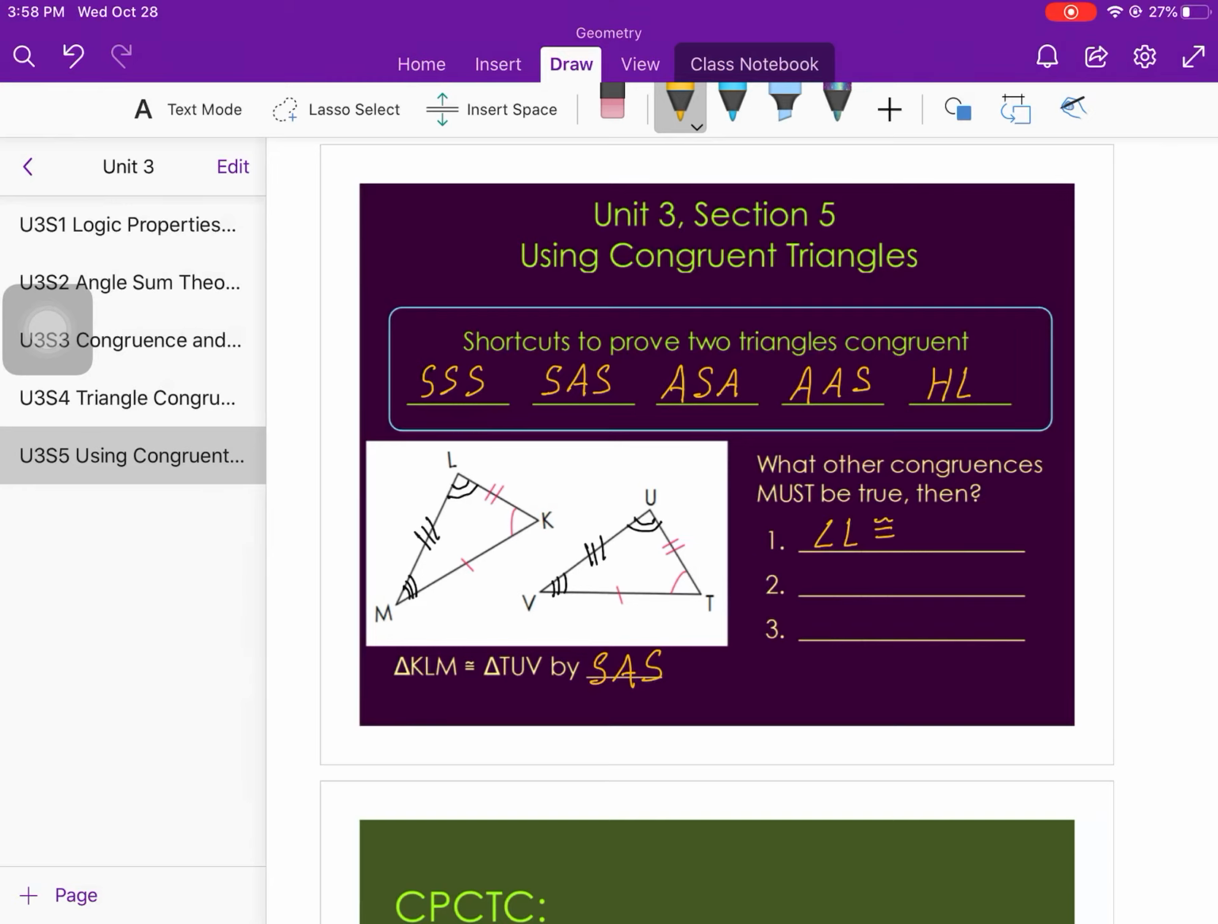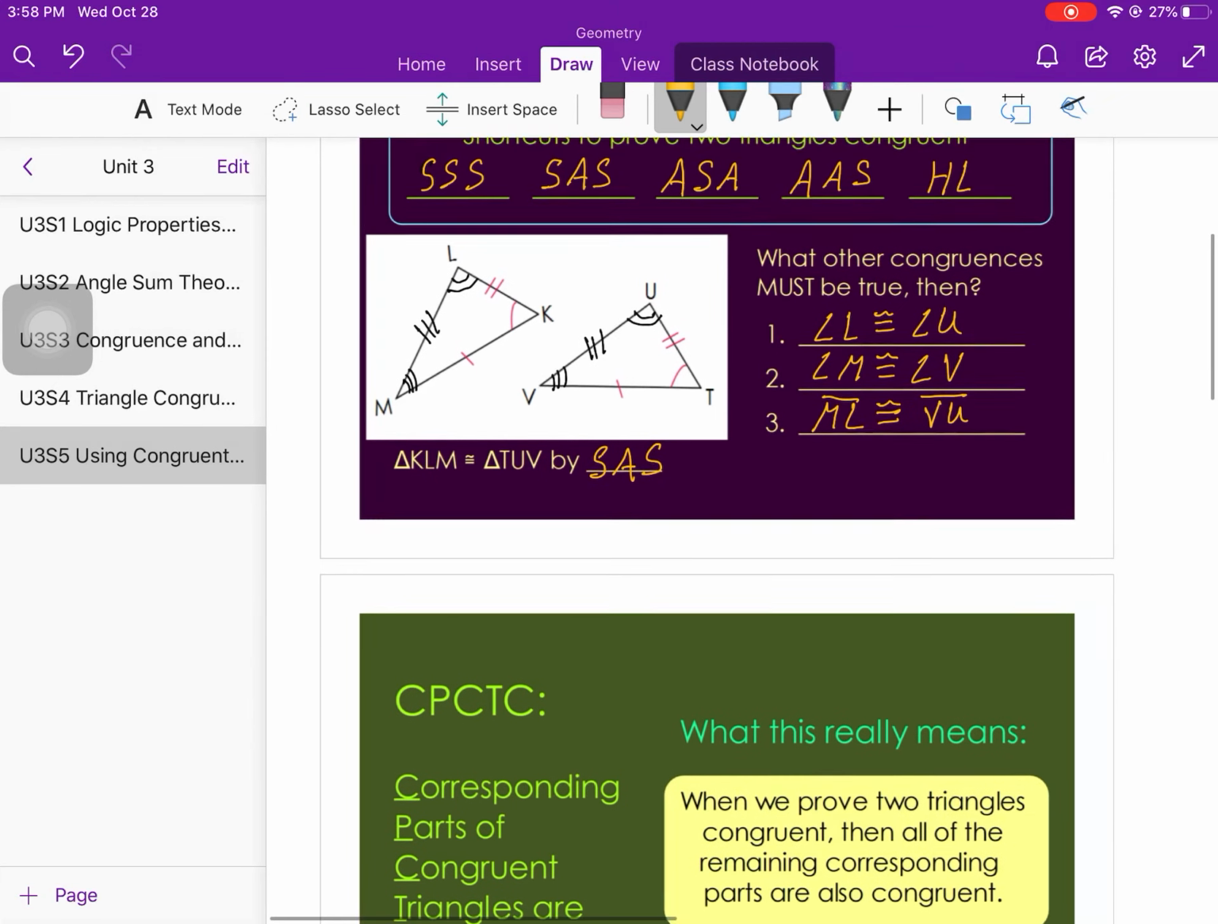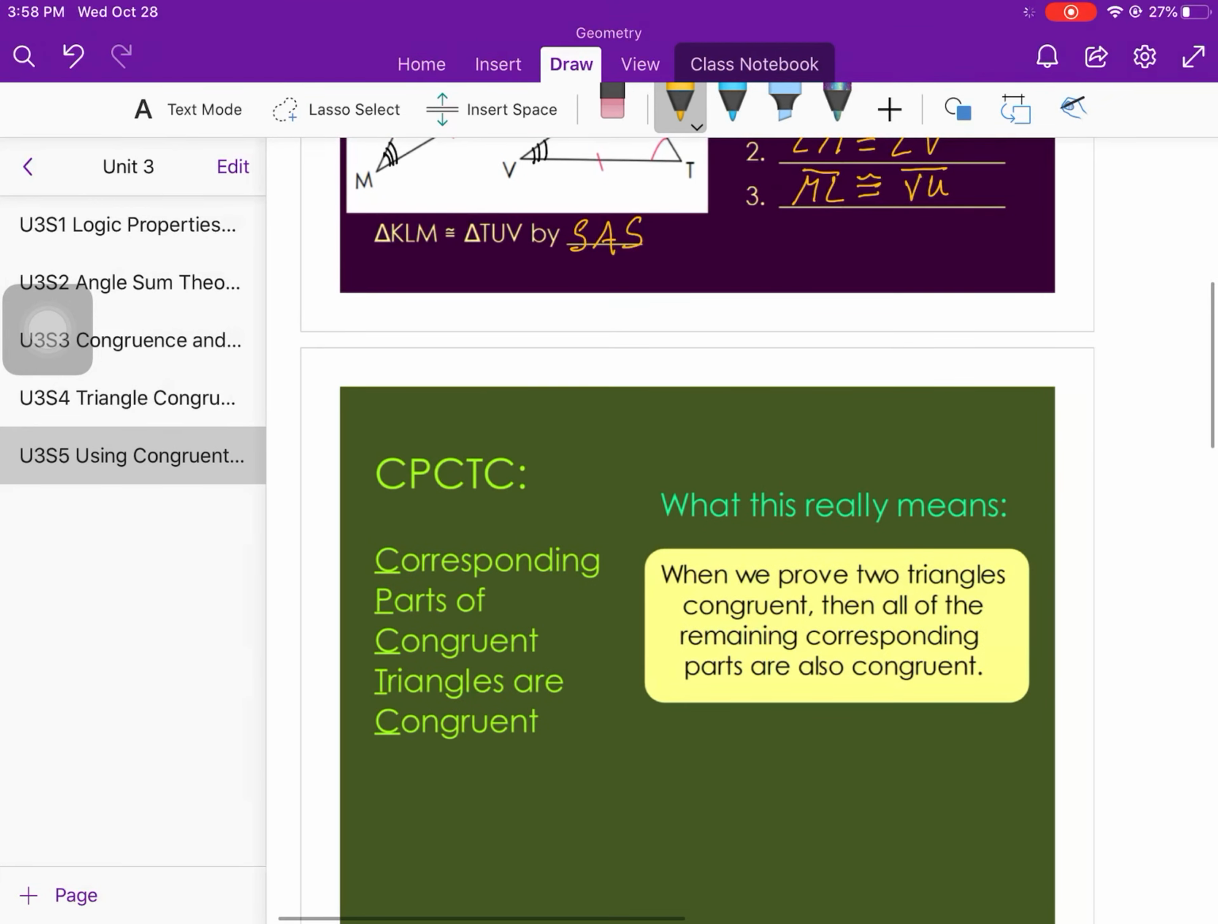So we know that angle L is congruent to angle U. Angle M is congruent to angle V. And then the side of ML is congruent to VU. All right. So this is what is called CPCTC.